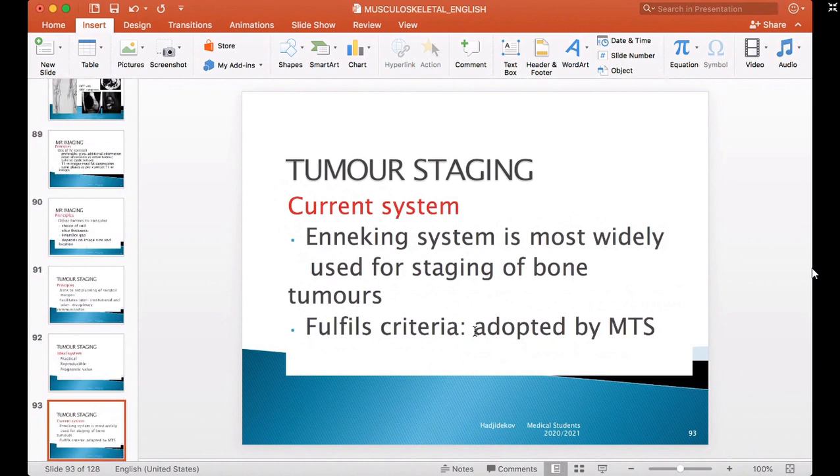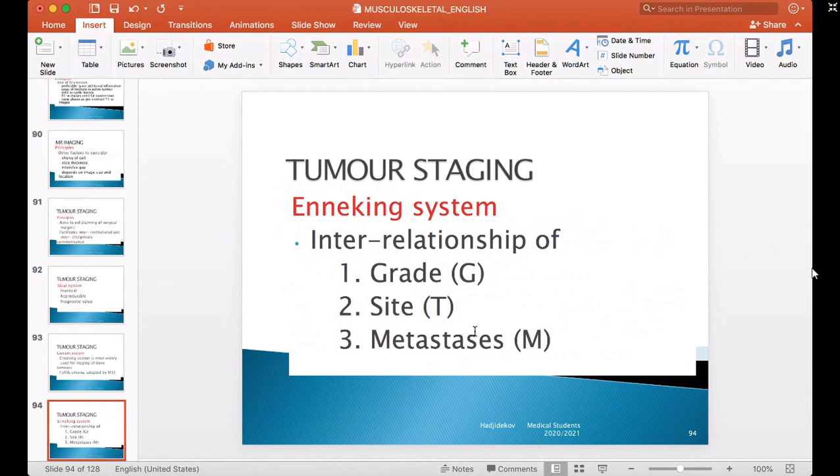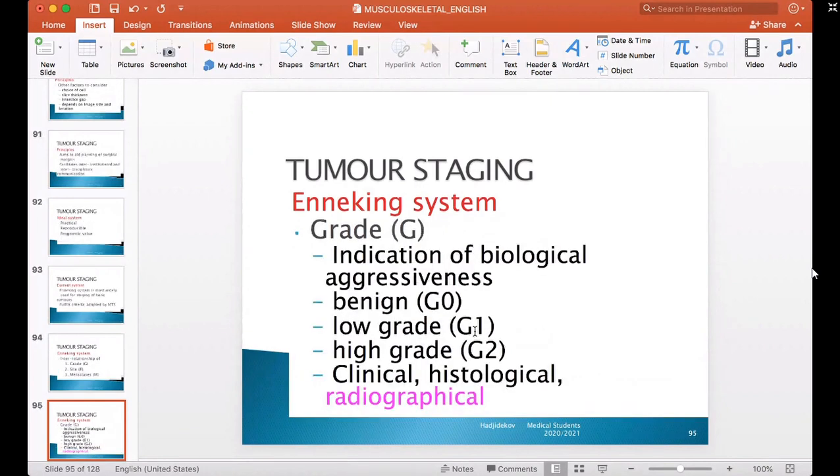So now we will speak a little bit about the tumor staging, and the current system that we are using is the Enneking system. This is the most widely used for staging of bone tumors, and there are some criteria that should be fulfilled. This system deals with the interrelationship of the grade, the site or the location, and the presence or not of metastasis of the tumors. So the grade is an indication of the biological aggressiveness. It could be either benign G0, low grade G1, or high grade G2. And there should be also clinical, histological, and even radiographical evaluation.